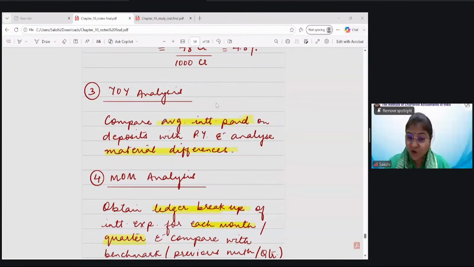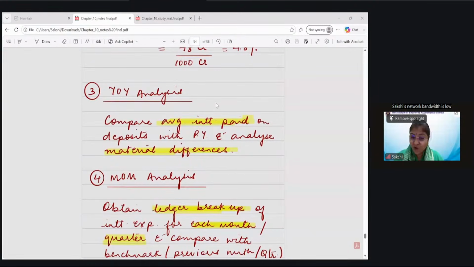Last is the average balance. In average balance, what does the auditor do? He understands the process of calculating average balance and recomputes it on a sample basis. He clarifies. Okay. So coming to our material, let us see.